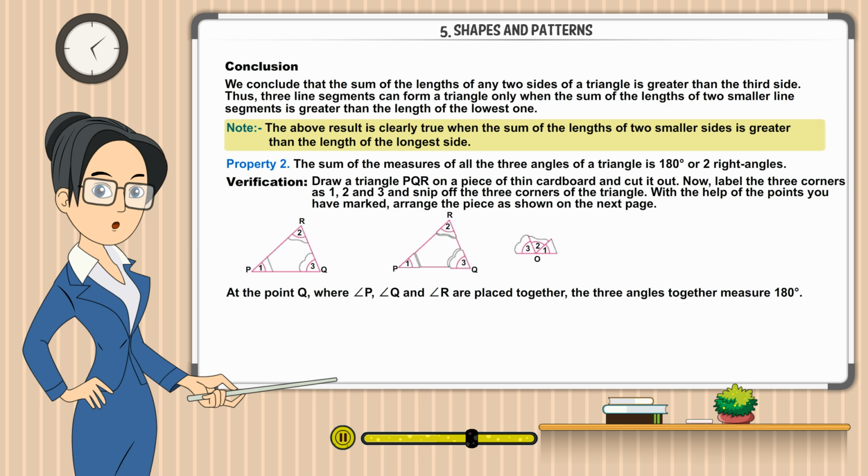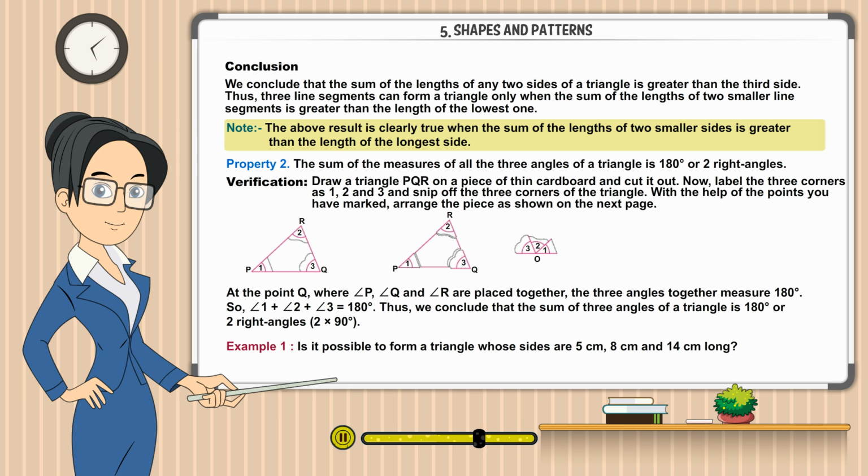At the point Q, where angle P, angle Q, and angle R are placed together, the three angles together measure 180 degrees. So, angle 1 plus angle 2 plus angle 3 is equal to 180 degrees. Thus, we conclude that the sum of three angles of a triangle is 180 degrees or two right angles, 2 into 90 degrees. Example 1.